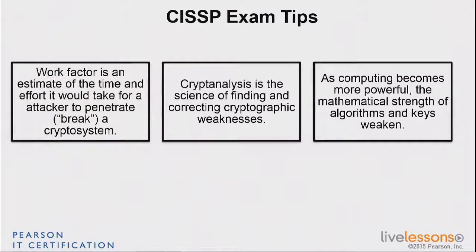So we're going to end this unit by looking at our CISSP exam tips. The first is that work factor is an estimate of the time and the effort it would take an attacker to penetrate or break a crypto system. Cryptanalysis is the science of finding and correcting cryptographic weaknesses. And as computing becomes more powerful, the mathematical strength of algorithms and keys weaken. That's why we see various standards and algorithms being retired over time and new ones taking their place.